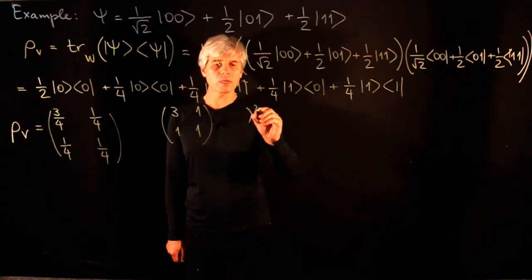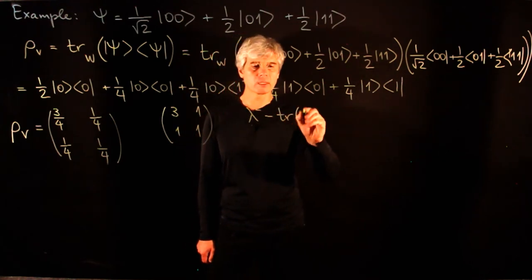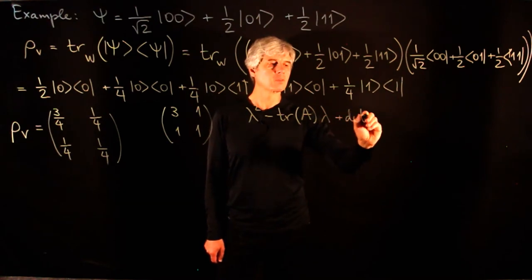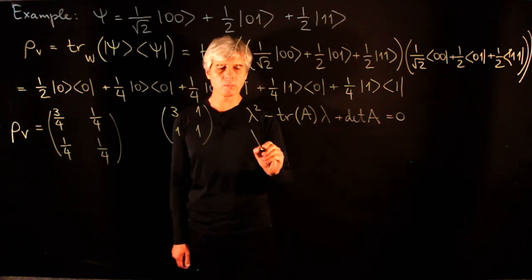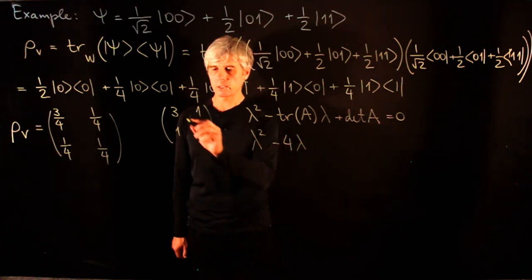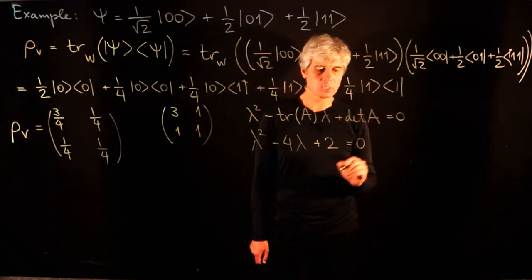So it's lambda squared minus trace of a matrix times lambda plus determinant of a matrix. And so this is equal to 0. So for this matrix, we get lambda squared minus 4 lambda. And determinant is 3 minus 1. So plus 2 is equal to 0.